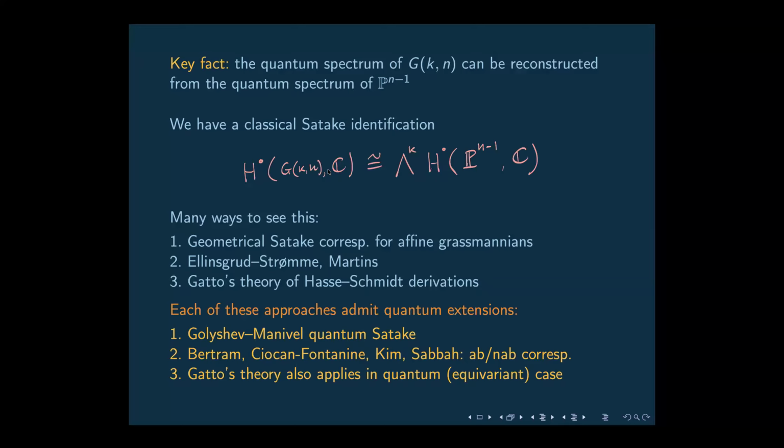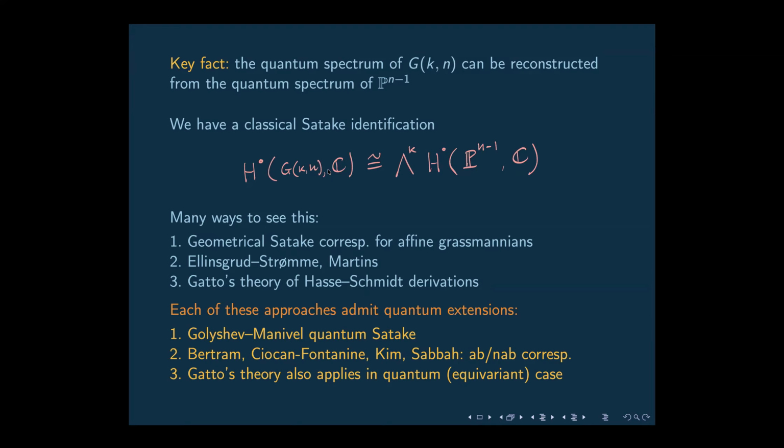The remarkable fact is that such a classical result admits also a quantum extension. And again, each of these three classical ways to establish this result admits a quantum extension. For example, Ginzburg's work on perverse sheaves on loop groups has been generalized in some cases by Golyshev and Laurent Manivel. It is the so-called quantum Satake principle.